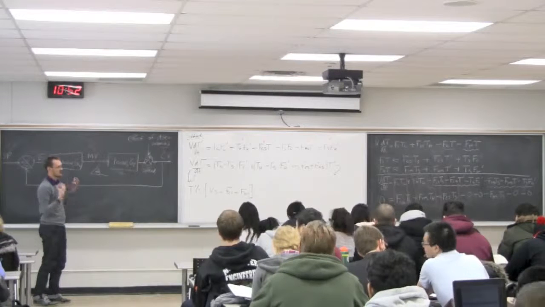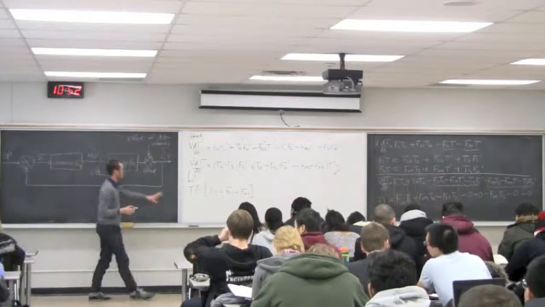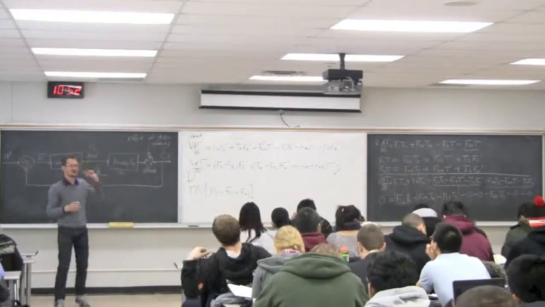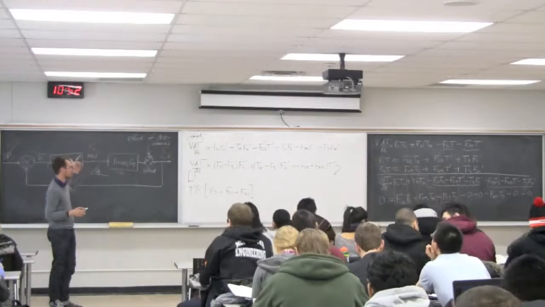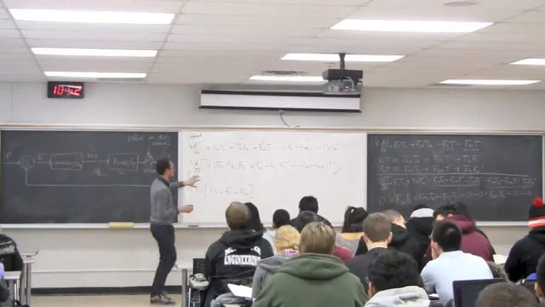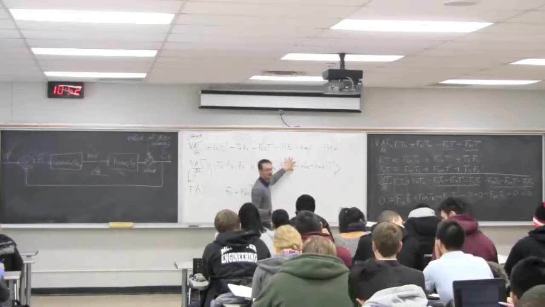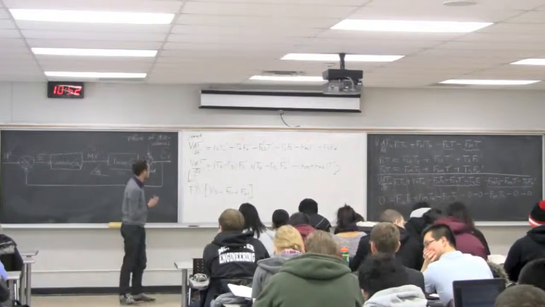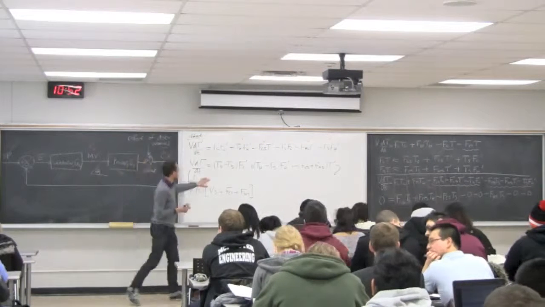See why I've collected the terms like I have. This is my output, temperature. We want to understand how temperature is going to be affected by two things, the flow of the hot water and the flow of the cold water. And those are the two terms I've isolated, the flow of cold and the flow of hot. So let's continue that Laplace transform and simplification.